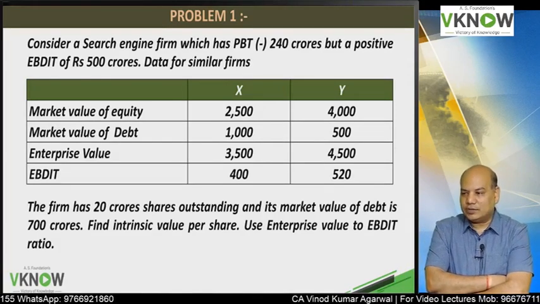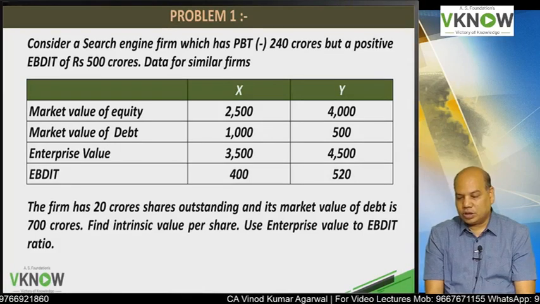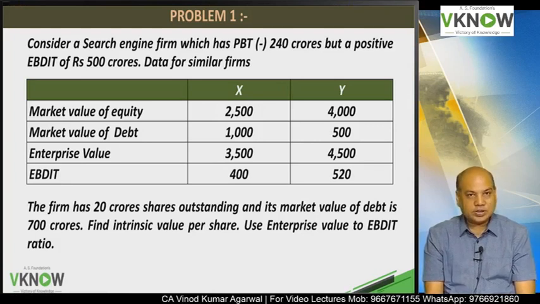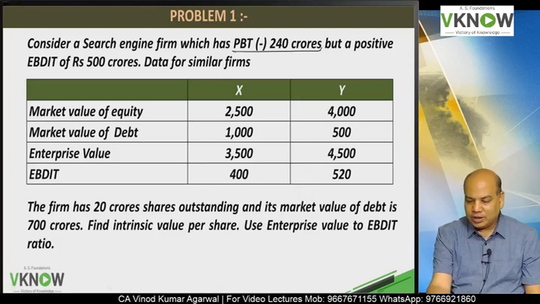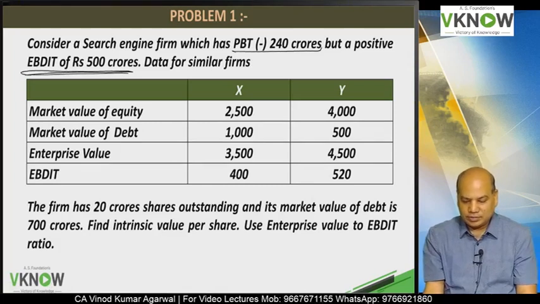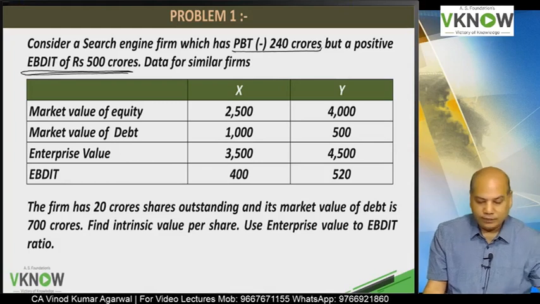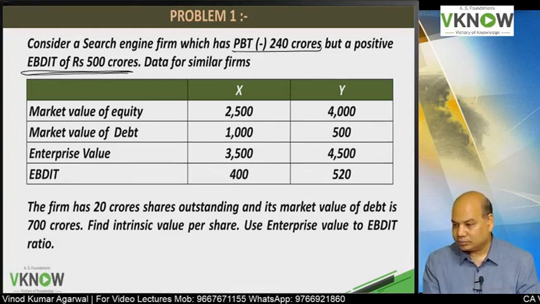Consider a search engine firm which has a profit before tax of negative 250 crore, but a positive EBITDA, earning before depreciation, interest and tax, of 500 crore. When you go to PBT level, it is negative, but at EBITDA level, it is positive. And then we have found two comparable companies, one is X, one is Y.